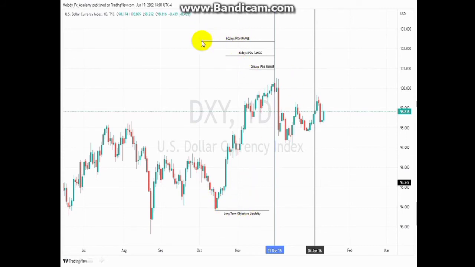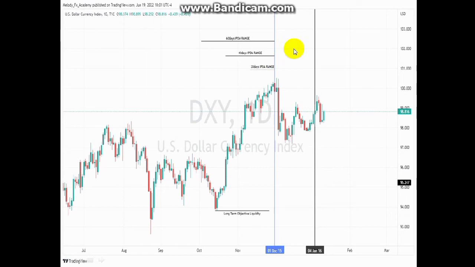So looking at the longest range, which is the 60 days range downwards, where is the lowest low? So this is the lowest low. This right here is our long-term objective on liquidity. Then these are our short-term objectives, because there is liquidity residing below this old low.